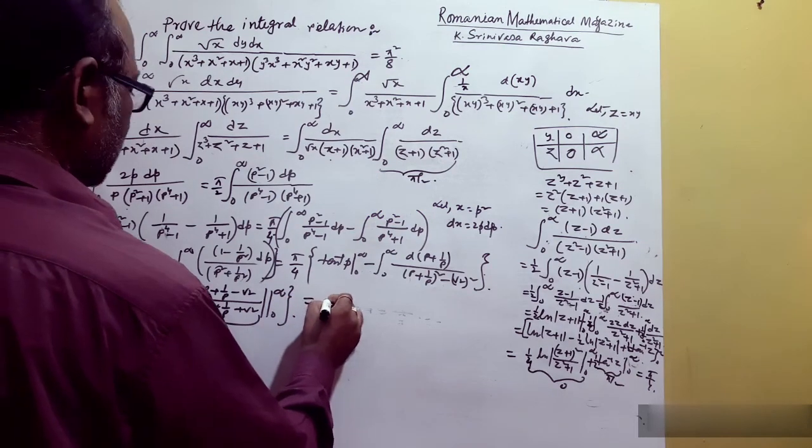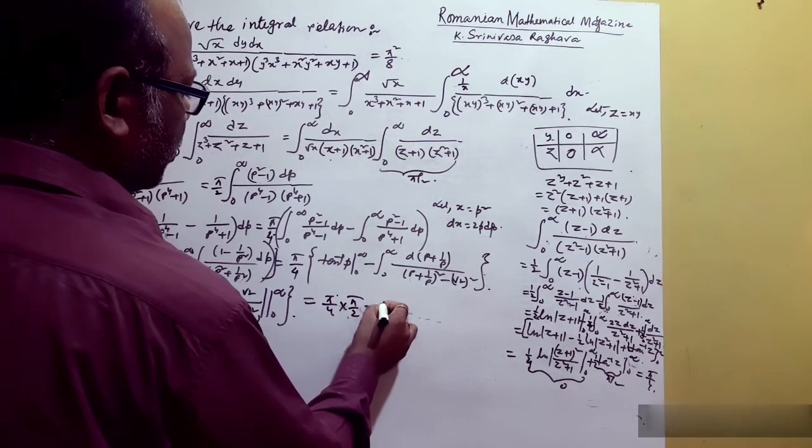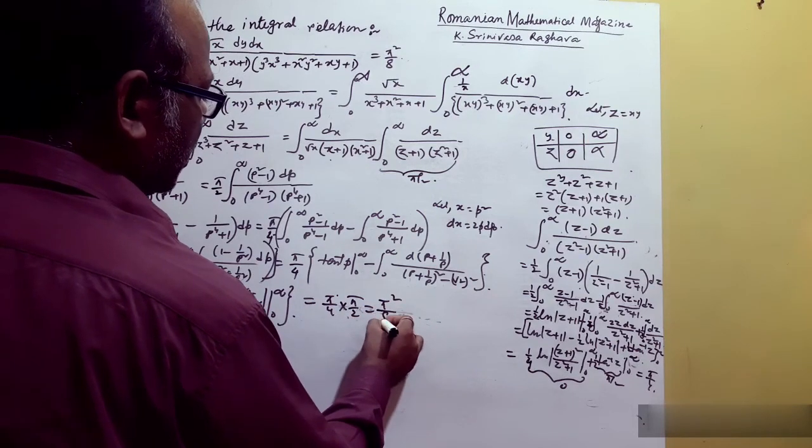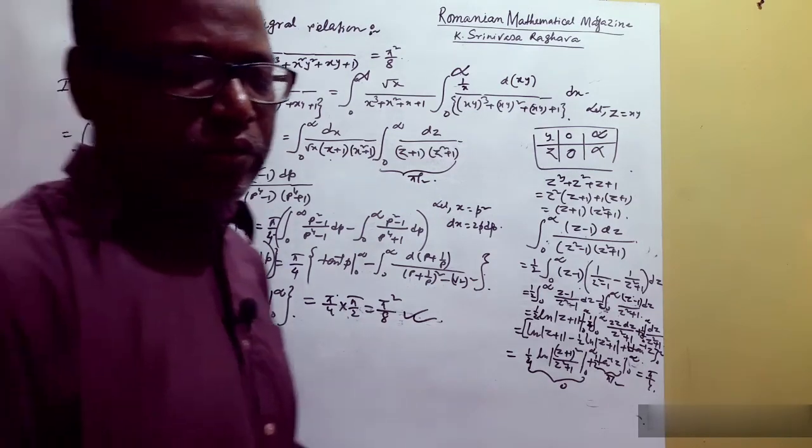So we get the answer pi by 4 into pi by 4. This is pi by 2. This is pi square by 8. And this is your answer. I think all of you understood it better.